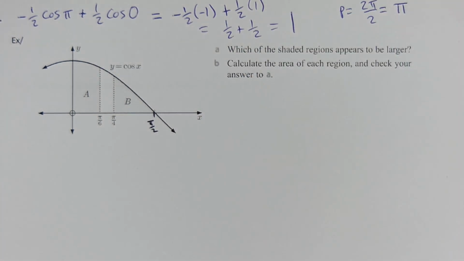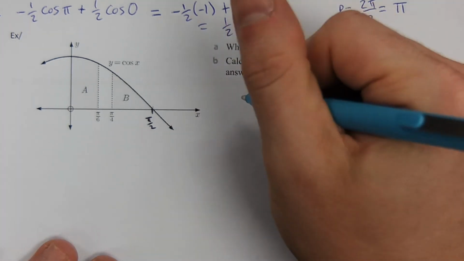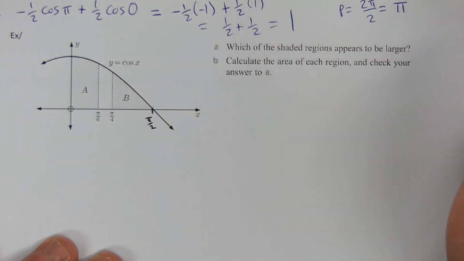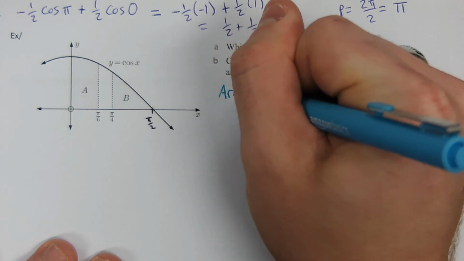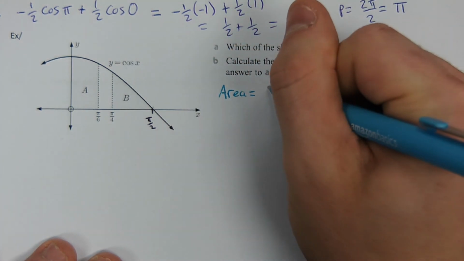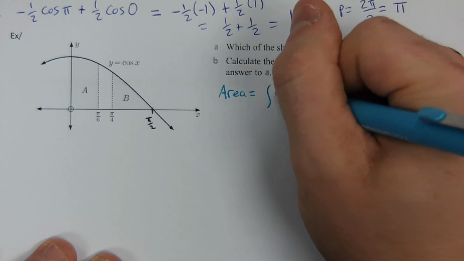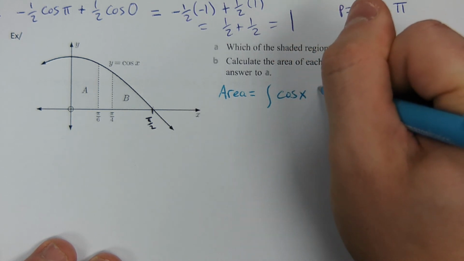Here's what we know. We do know either way that we're going to be integrating cosine of x. So I'm not going to do this integration twice. I'm going to do the integration once and then just evaluate with 2 different sets of limits of integration, because they both have the same function, y equals cosine of x. So area, and I'm not going to write A equals because there's already an A, so this time I will write area. Area equals the integral of cosine x dx.